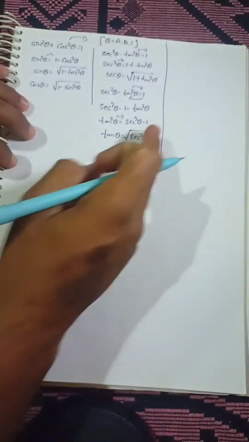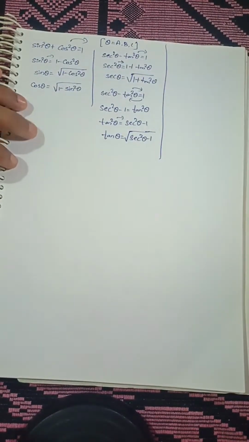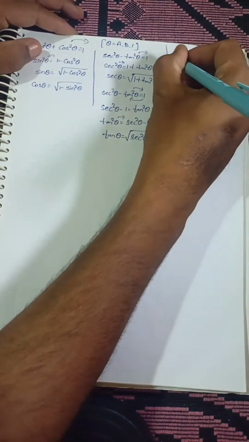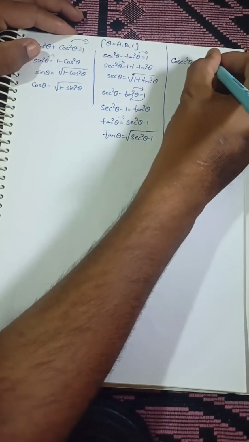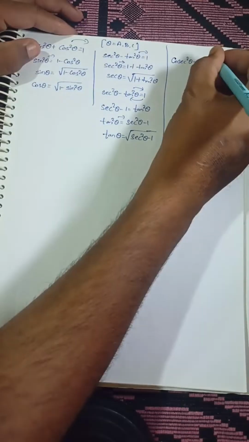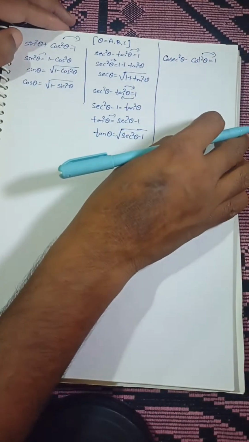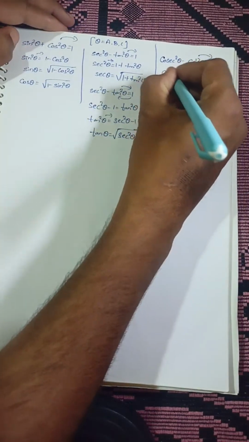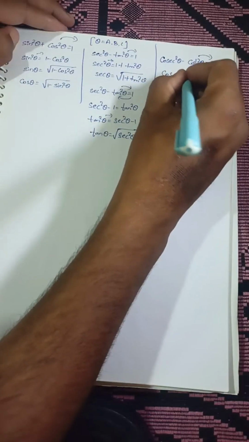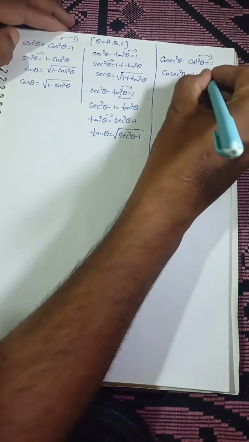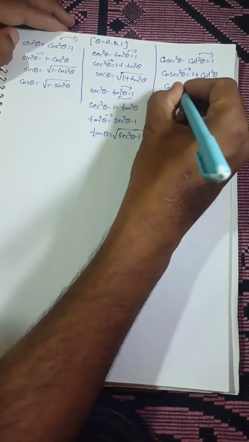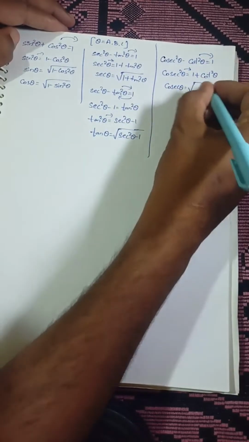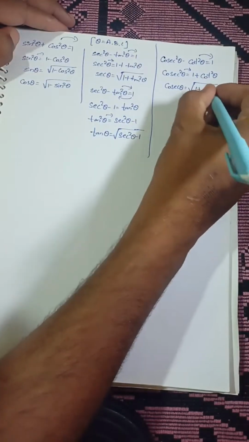After completion of this third identity, I will show once again. The third one is cosec square theta minus cot square theta is equal to 1. So cosec square theta equals 1 plus cot square theta. When the square goes to the right hand side, it becomes root. Cosecant theta is equal to under root of 1 plus cot square theta.